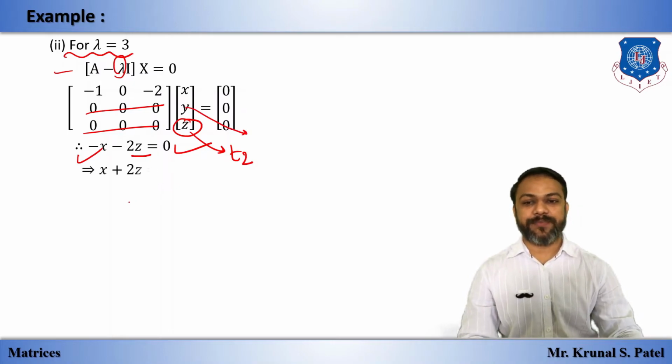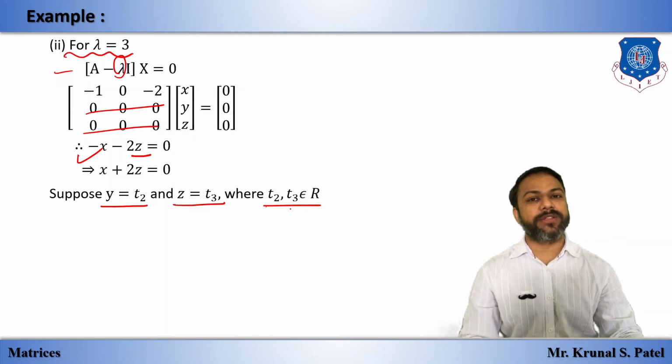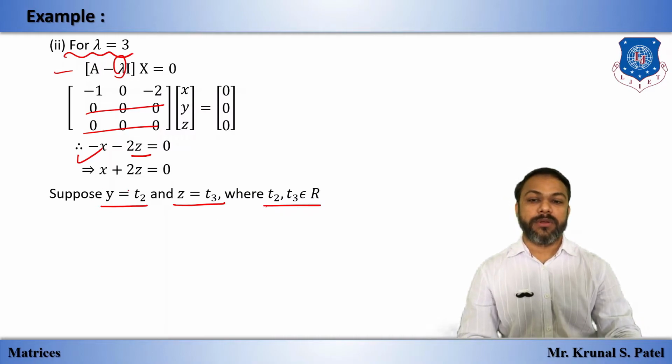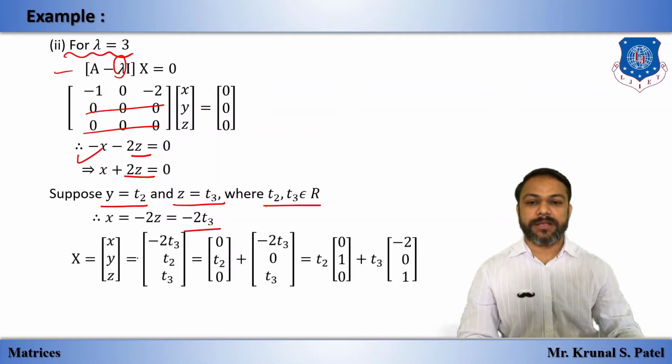So now let's start, after we cancel out the minus. Let y is equal to t2, z is equal to t3. You can take this also, no tension. Now t2, t3 belong to R. Now put the value of z, t3, here. You will get x is equal to minus 2z, which is equal to minus 2 t3. Writing column-wise, we have x, y, z is equal to this.